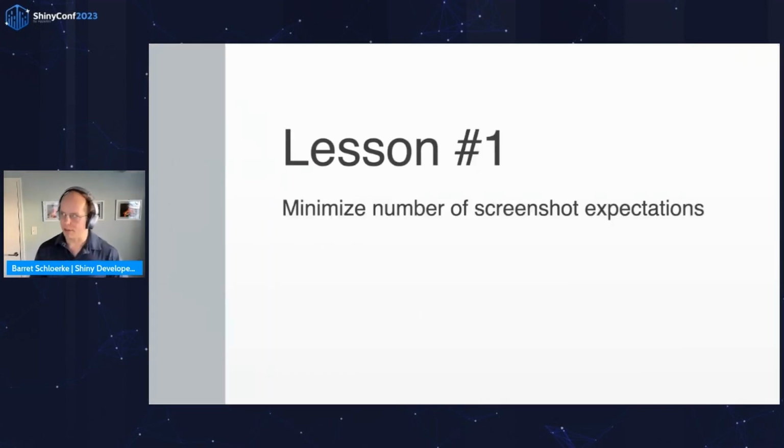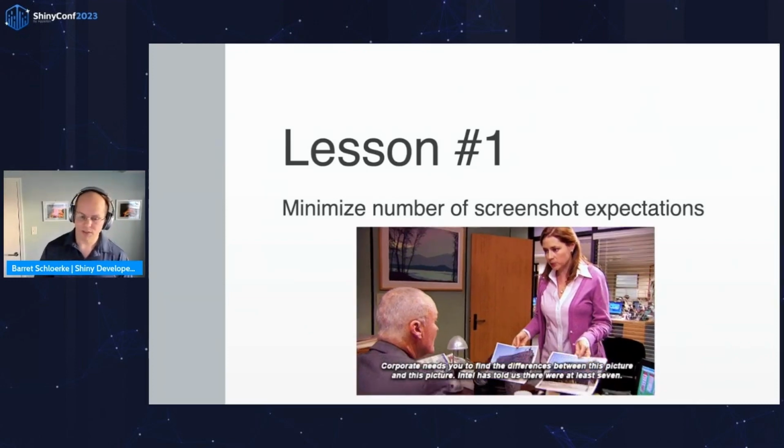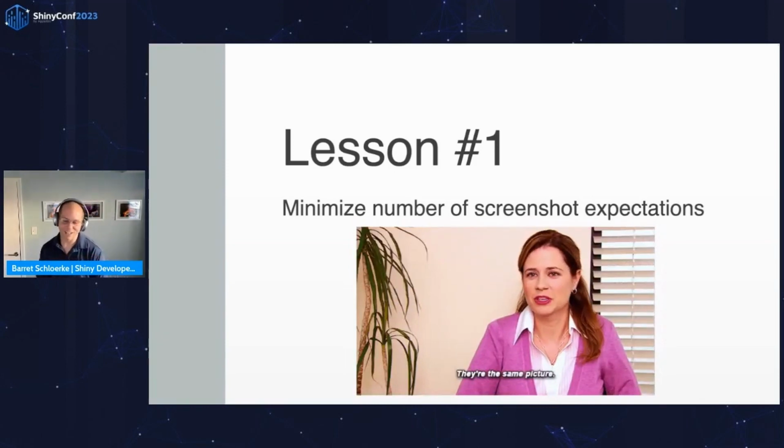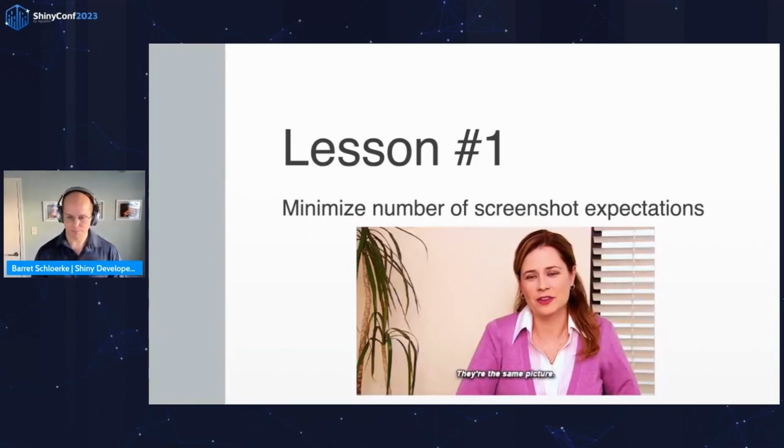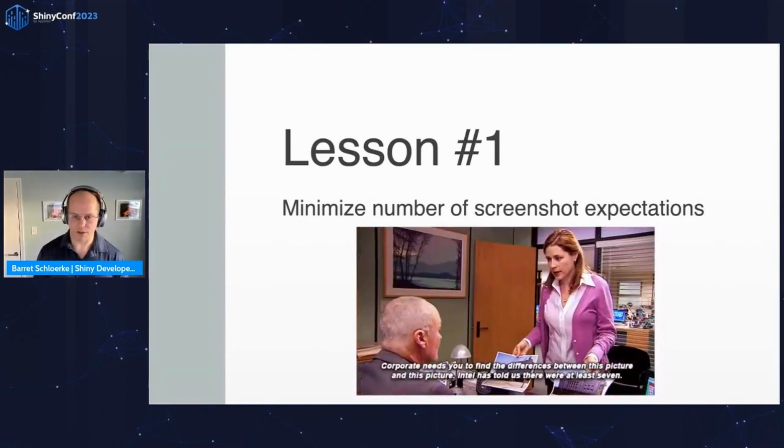So, lessons learned. See if I can get this done in about 5 minutes. Number 1, minimize the number of screenshot expectations. Like in The Office, GitHub will tell you, hey, I need you to find the difference between these 2 images. They look the same, but they're not.